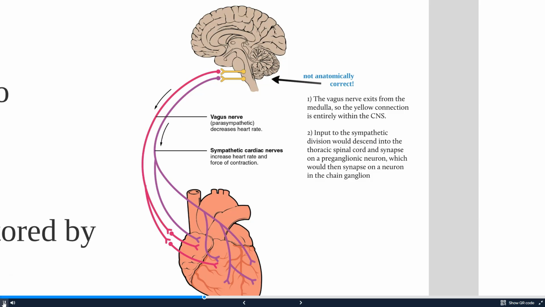And then that preganglionic fiber would come out of the brainstem, go to the heart, synapse on the terminal ganglion there, which is represented by the second purple neuron in the pathway.